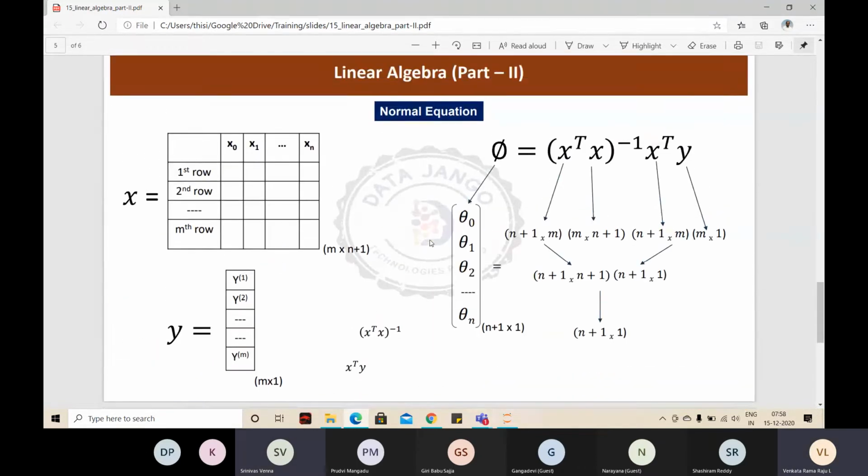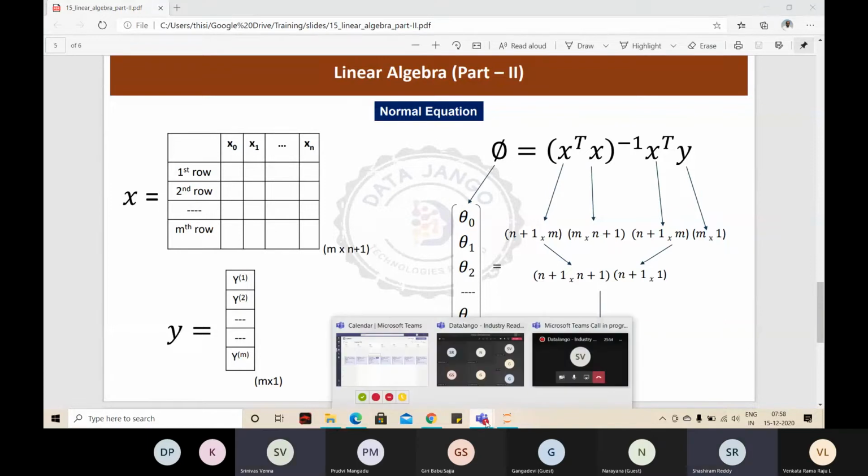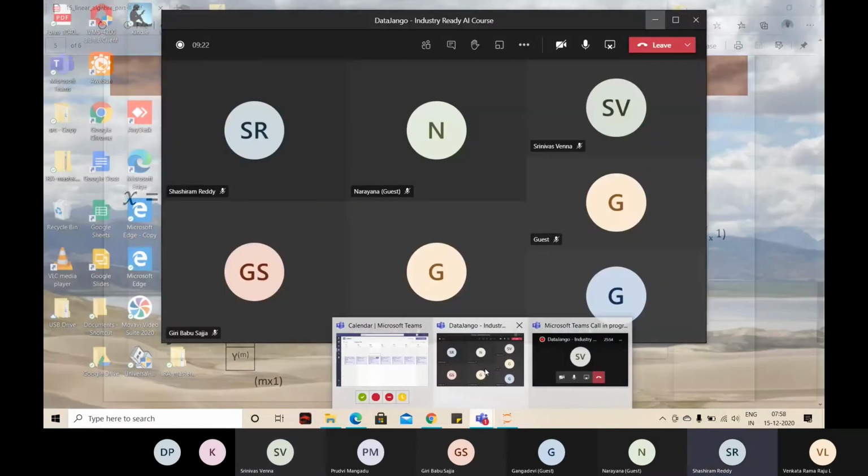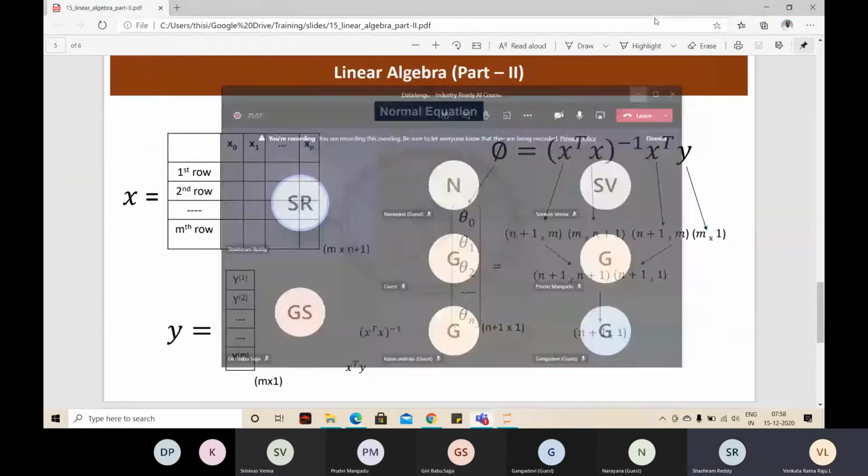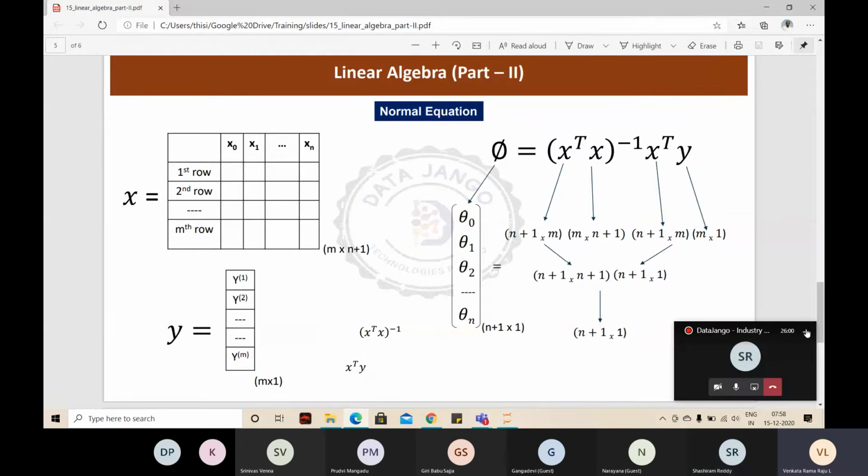Any questions? Sir, is there any limit for M or N? No limit. That's the question I'm going to ask now.